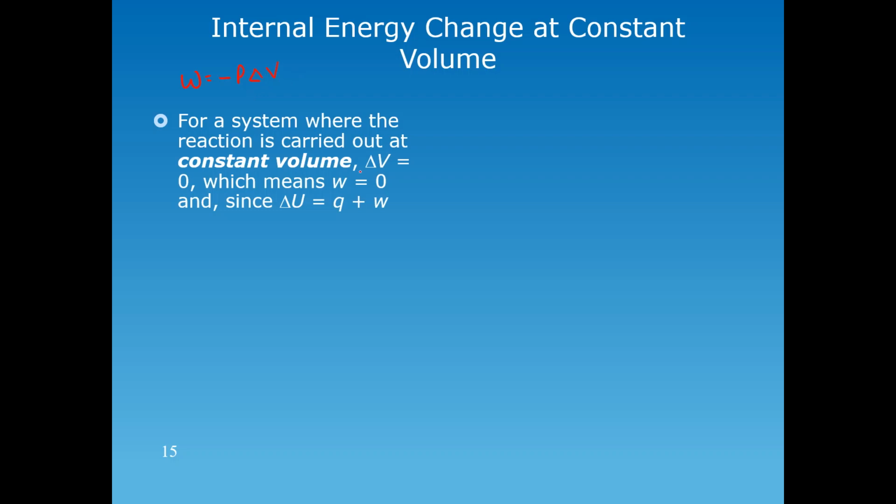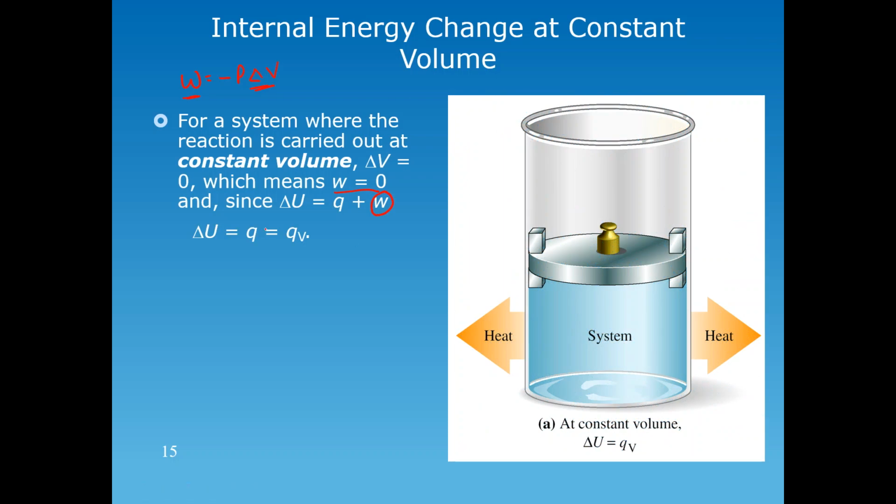So if delta V is equal to 0, that means that work is also equal to 0, which is what is stated here. And since delta U, the change in internal energy, is equal to Q plus W, as according to the first law of thermodynamics, if W is equal to 0, then that means that delta U is equal to Q, all right? So therefore, what that means is that the change in internal energy will only be due to the heat change that is taking place in the system at a constant volume, and we can represent that Q by Q sub V, where V represents the fact that the volume is constant, all right?